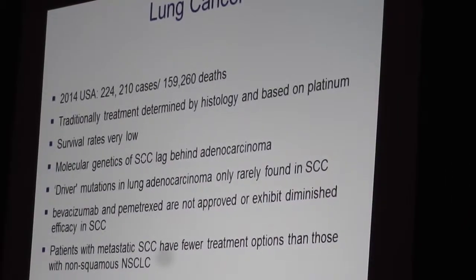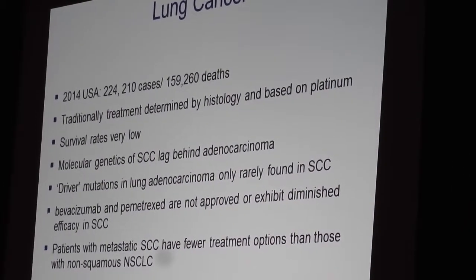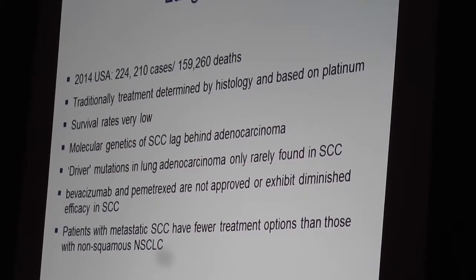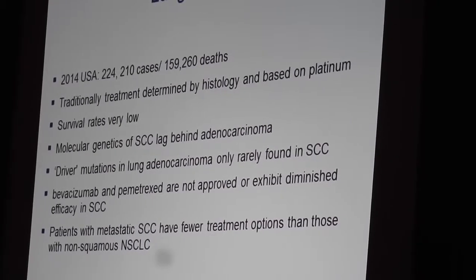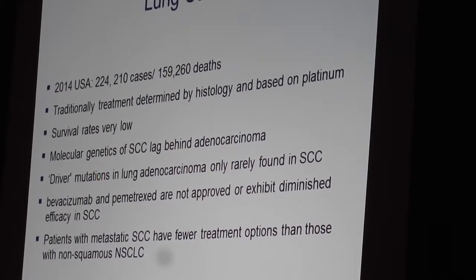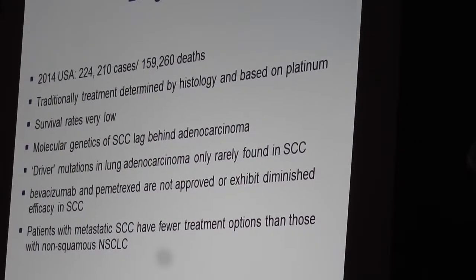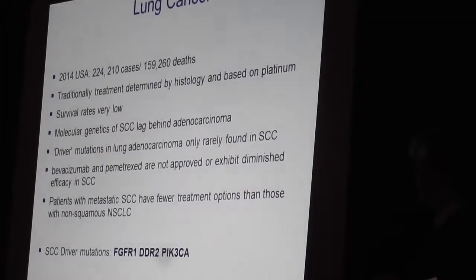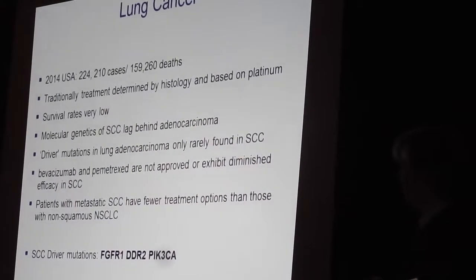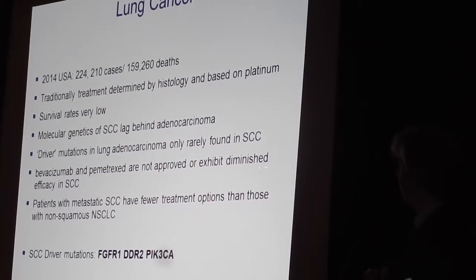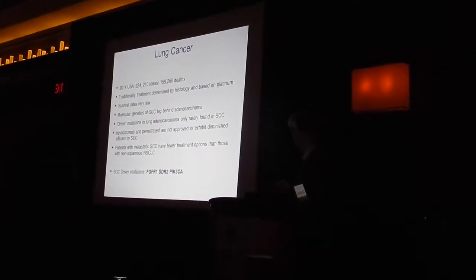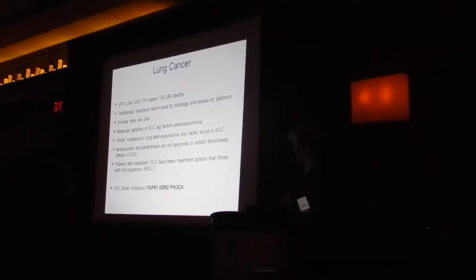The molecular genetics of squamous cell carcinoma are lagging behind adenocarcinoma. Most of the recent advances have been in the adenocarcinoma histological subtype, and the driver mutations in lung adenocarcinoma are more rare in squamous cell carcinoma. The drugs bevacizumab, which targets VEGF, and pemetrexed are not approved or exhibit diminished efficacy in squamous cell carcinoma, so it's important to make a histological distinction.